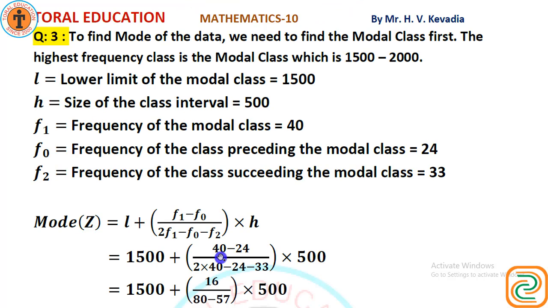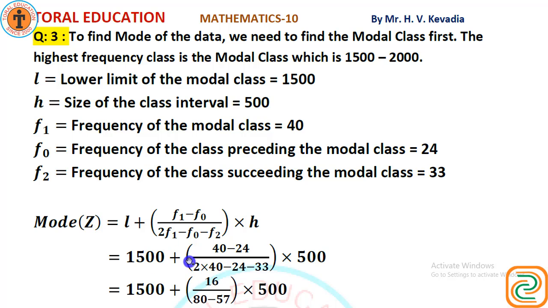The following data gives the distribution of total monthly household expenditure of 200 families of a village. Find the modal monthly expenditure of the families. Also find the mean monthly expenditure. Mode and mean both we need to find out. Okay friends, so first let's see mode.